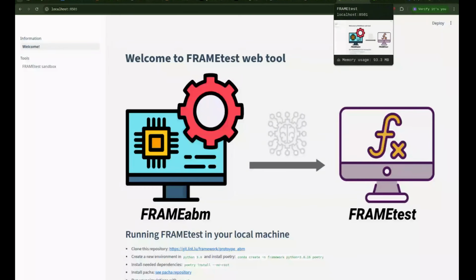Yep. All right. So what we did with this series of machine learning models is that we plugged it into a web application, the FrameTest web tool. We're supposed to use it as a resource for exploration and identification of important parameters, but also for testing, and we call it a sandbox.